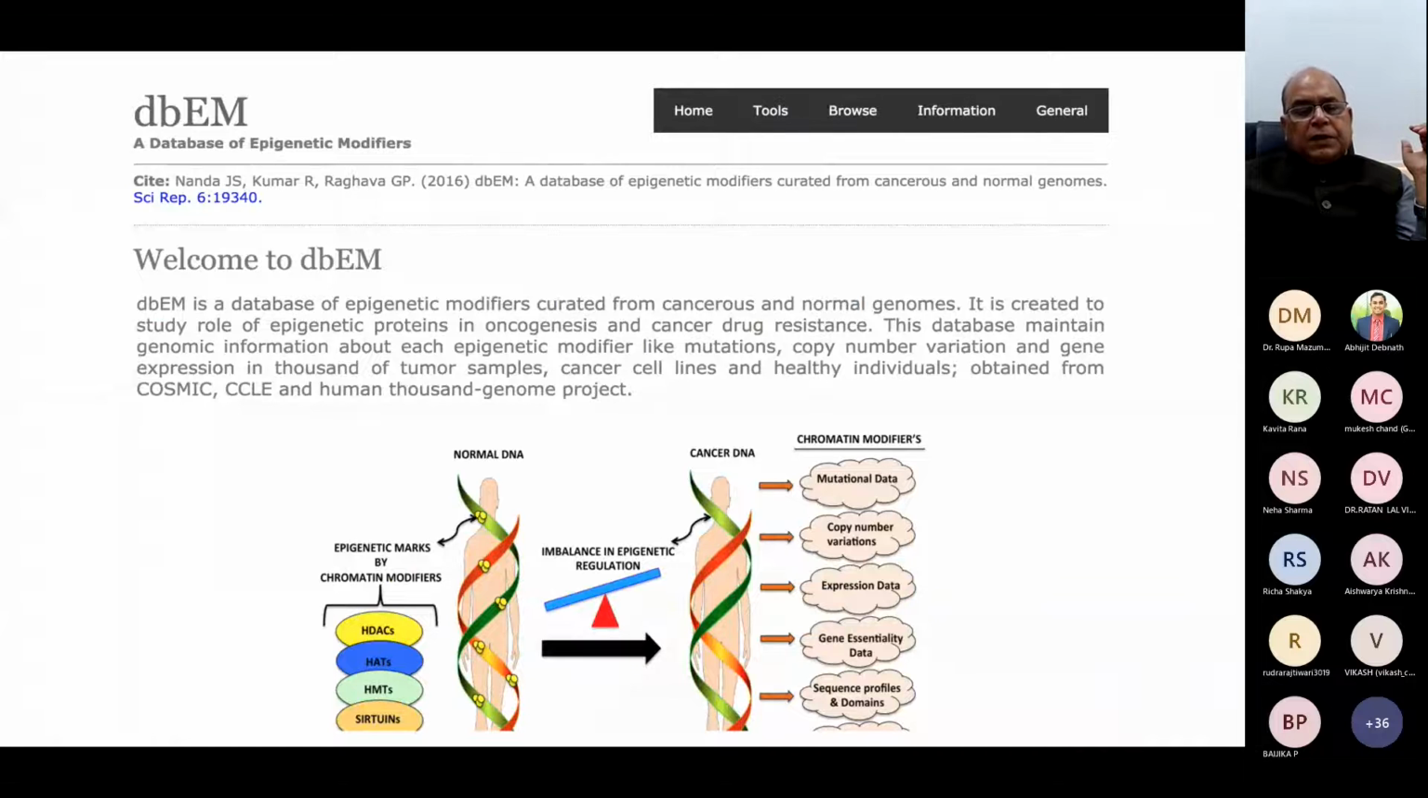This is another type of data, where we have collected the epigenetic modifiers. So we have different types of information, mutation data, copy number data, all types of information collected here, and you can use them.